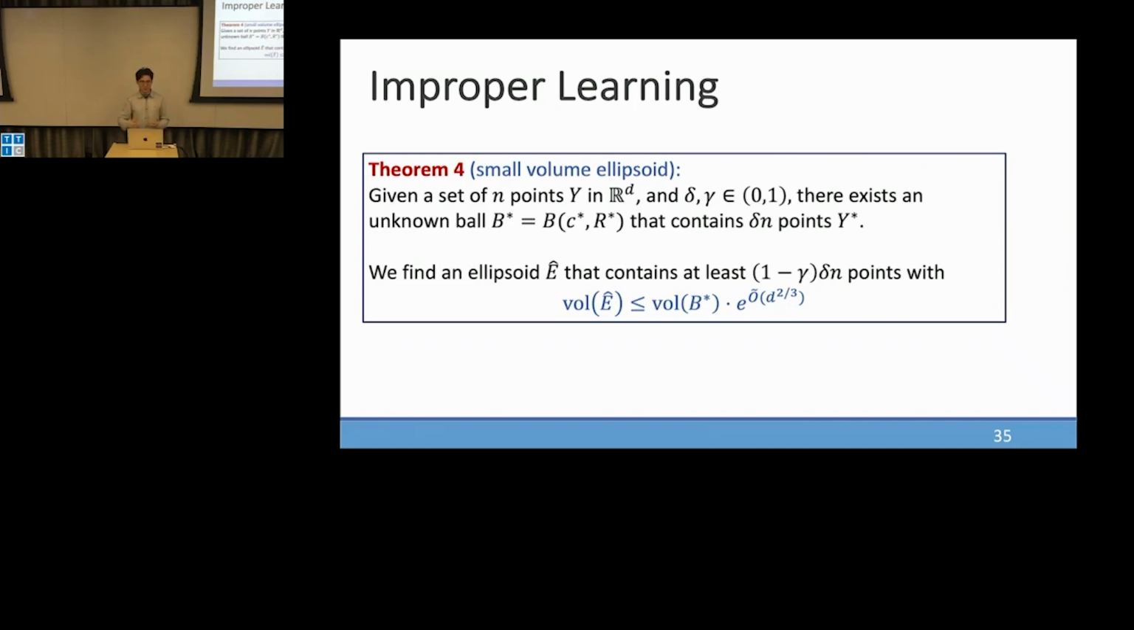And we show that in the worst case, we can even pick an ellipsoid that contains a large fraction of points, such that the volume is e to the d to the 2/3. So still much better than the worst case for proper learning with the ball. So this is in the general case.